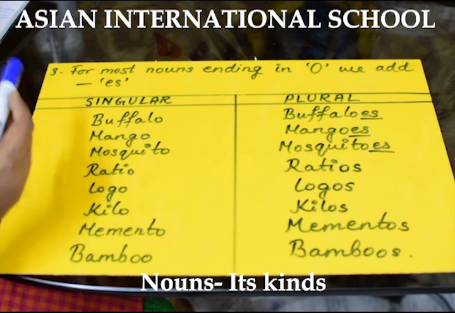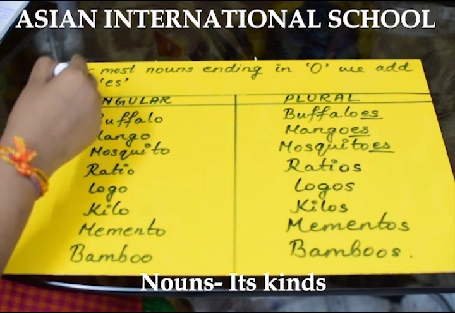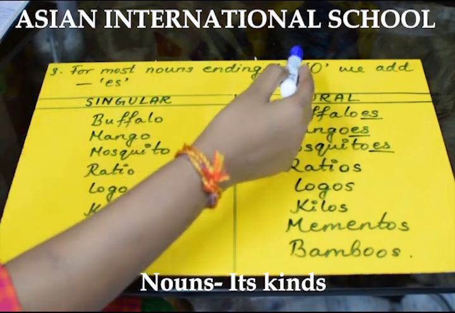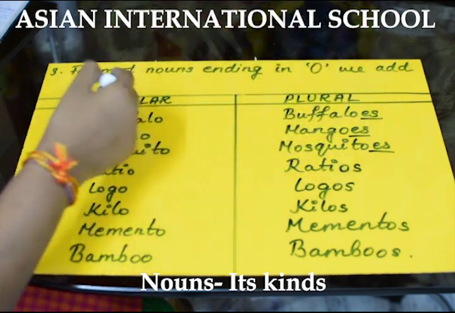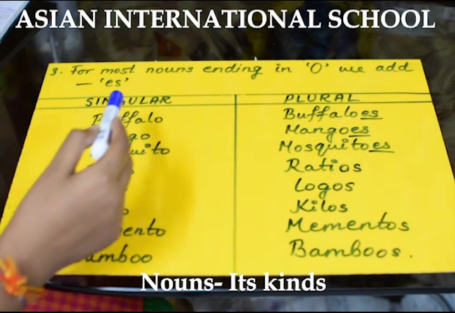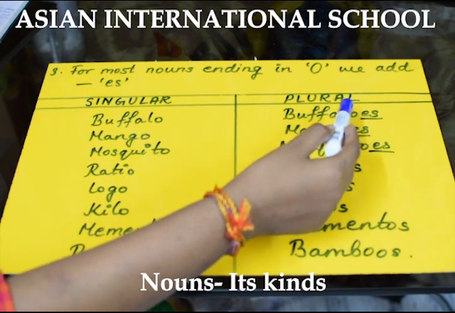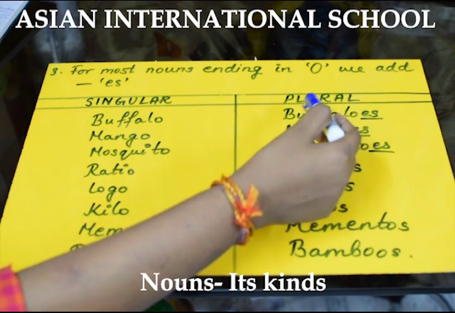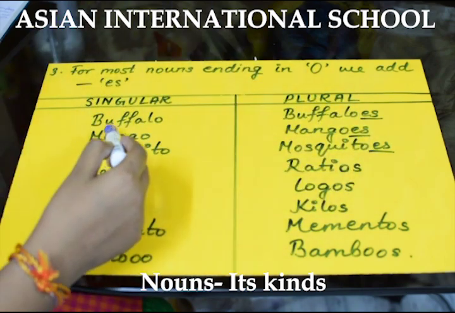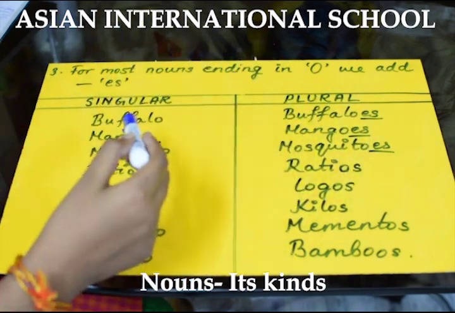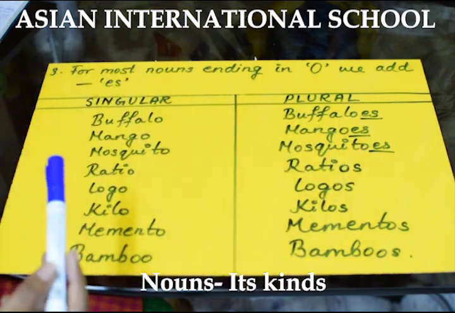Now we move on to point number 3. For most nouns ending in o, we add es. For example, buffalo becomes buffaloes. That is, we add es to the word buffalo. Mango becomes mangoes. Mosquito becomes mosquitoes.